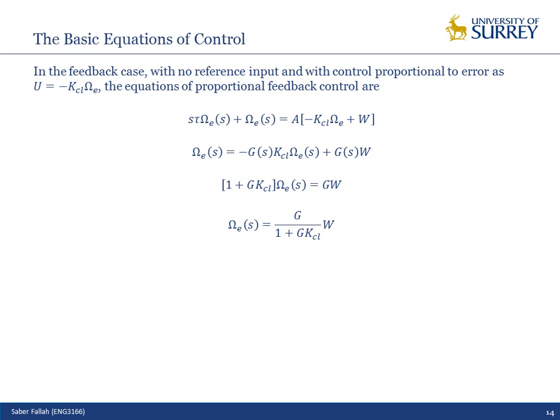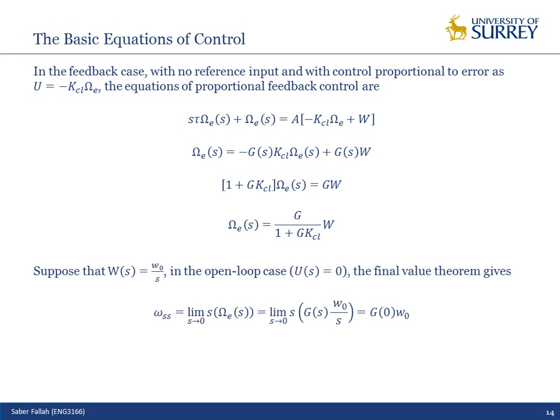So omega E, the response of the system subject to the disturbance input, will have the transfer function G over 1 plus GK closed loop. But for the open loop system, it was omega E equals G(s) W. Let's assume, because I need to have an input, that the disturbance input is in the form of a step input, W0 over s. W0 is a constant value.